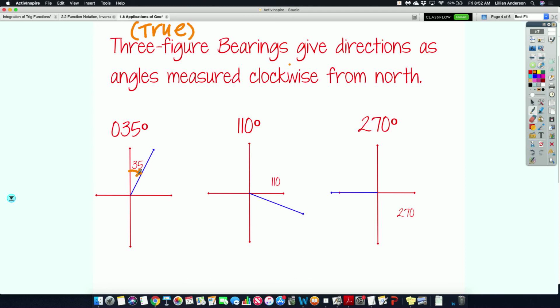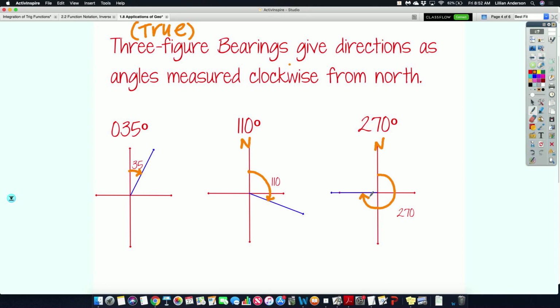110 degrees, again starting from the north direction, heading clockwise, 110, which is a little bit past 90 degrees. And then 270 degrees, again, you start at the north direction, and you travel 270 degrees, which would technically put you in the east direction.